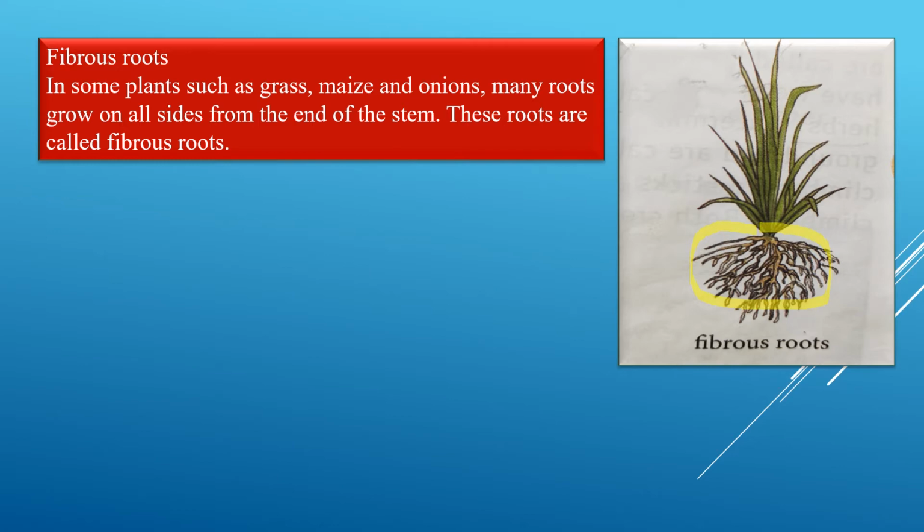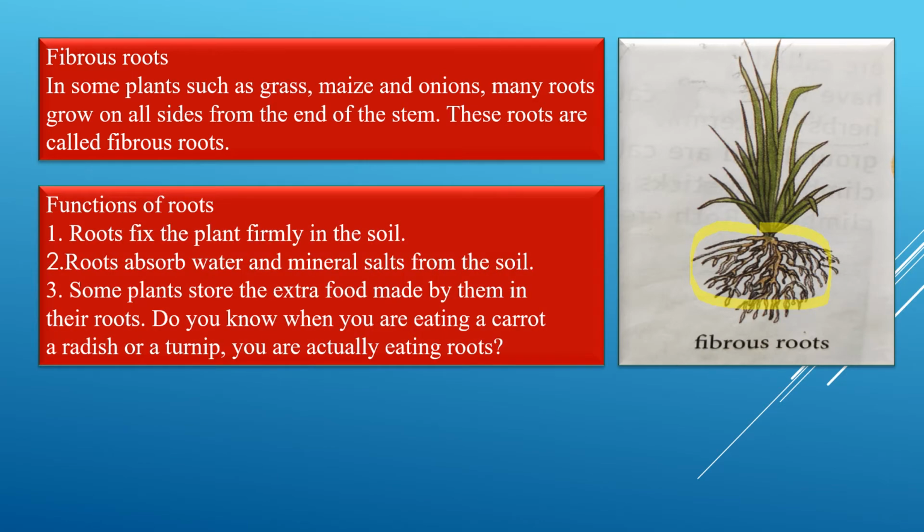So we can say that grass, maize and onions have many roots that grow on all sides, not only one side. This type of roots are called fibrous roots. Then, functions of roots, meaning the work of roots.